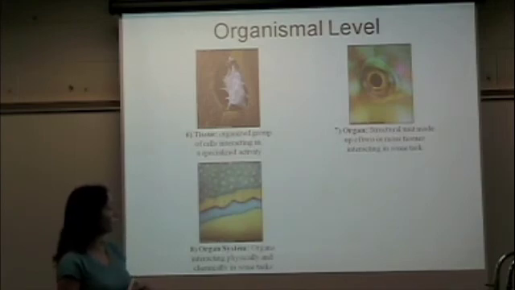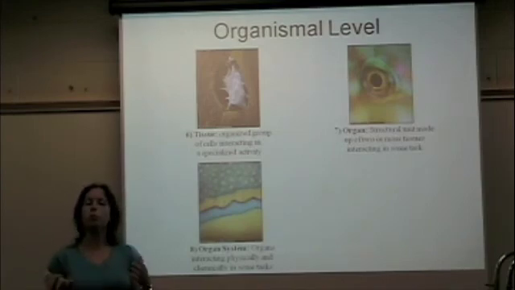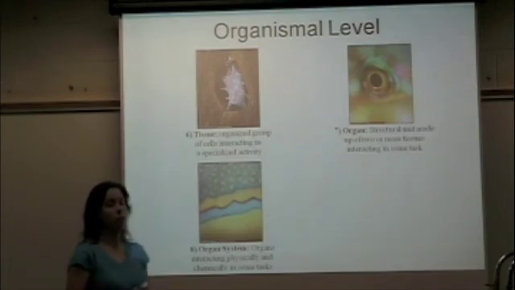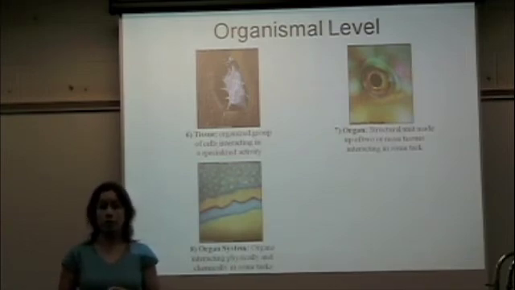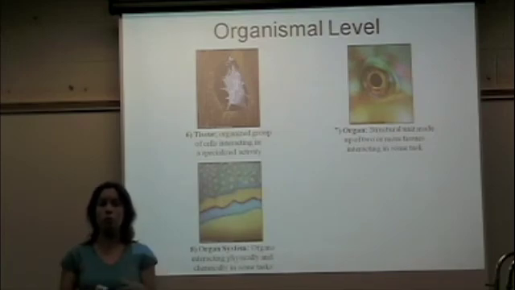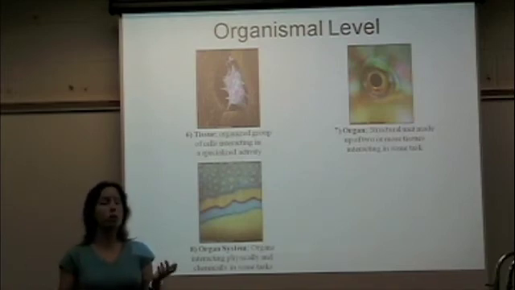Okay, next we have the organ system. An organ system is multiple organs working together for a general function. And the organ system that you're probably most familiar with is your digestive system. So in your digestive system you have your salivary glands, your esophagus, your stomach, your liver, your small and large intestines. And yes, they all function on their own, but when they work together, they allow you to digest foods and absorb the nutrients into your body. Other examples of organ systems are your circulatory system, your respiratory system, your nervous system. They all have multiple organs working together.